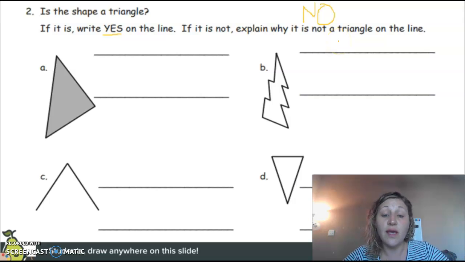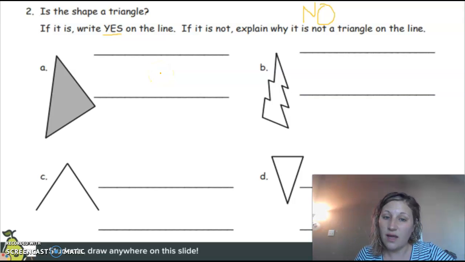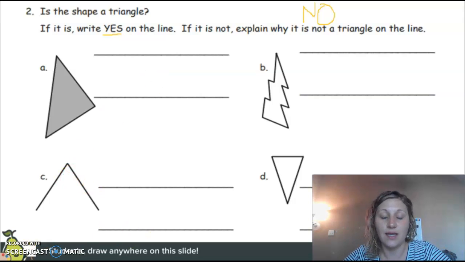So think about all of the attributes or the characteristics that you know about a triangle. Think about how many sides it has, how many corners it has, whether it has straight or curved lines. And remember, for each of these, if it is a triangle, you can write yes. If it's not, I need you to tell me no and then explain why it is not a triangle.